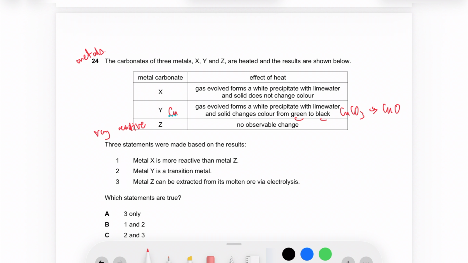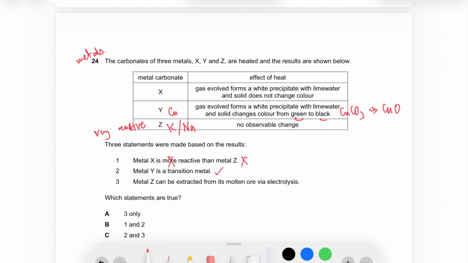Okay, so this metal carbonate will not undergo any changes with heating. So from your textbook, it can either be potassium carbonate or sodium carbonate. And X will be somewhere in the middle. So okay, let's come back. X is more reactive than Z. No, it's less reactive. Z is the most reactive. So Y is a transition metal. Yes, copper is a transition metal.